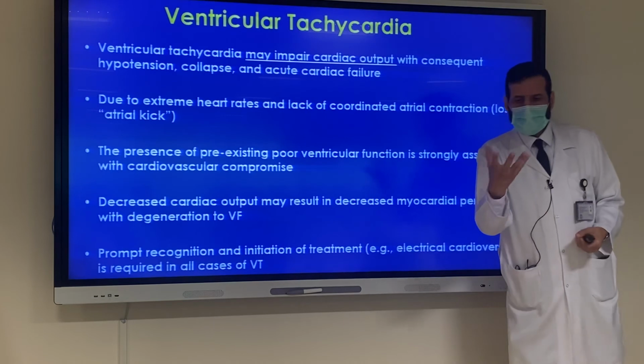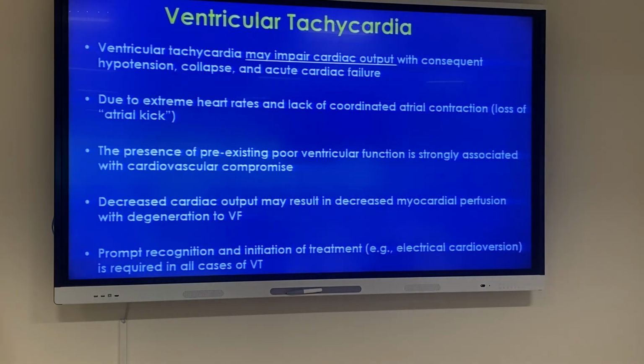With ventricular tachycardia, the rate is very fast. The ventricle is the driving force, and it can affect the cardiac output significantly, especially in patients with pre-existing vascular disease. Sometimes it can degenerate into ventricular fibrillation, so that's why we treat it as an emergency. Even if the patient is hemodynamically stable, at any point they may move from ventricular tachycardia to ventricular fibrillation and then arrest. So we have to treat it aggressively.